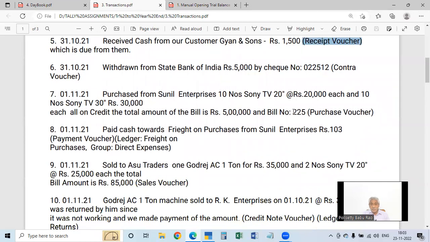The invoice number will go on the top. When you give the purchase serial number, it will give you. Below that, in the supplier's invoice number, we have to give the supplier's number, the bill number given by the supplier.